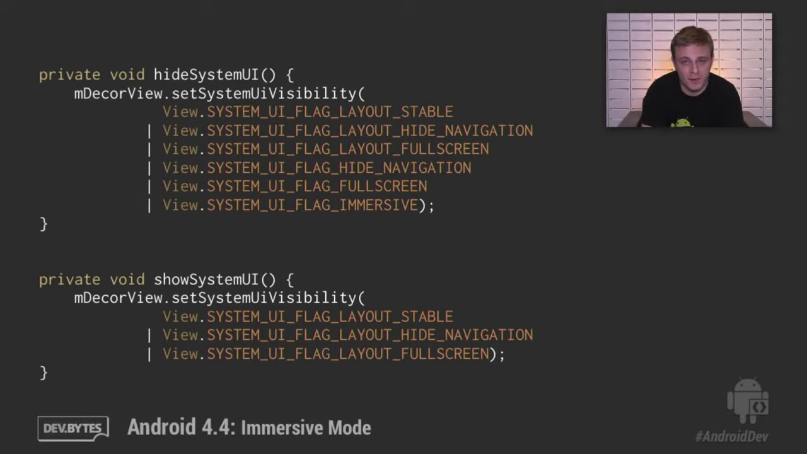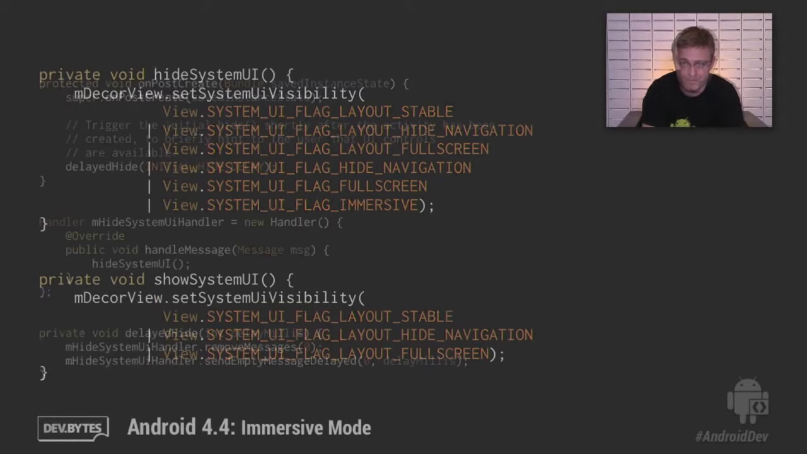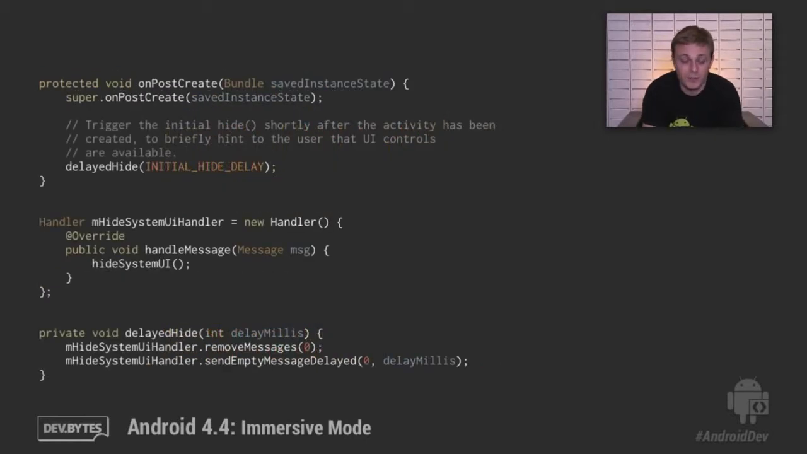To show the system bars, just set the layout flags, making sure that the content doesn't jump, and omit the visibility flags like full screen and hide navigation. And what that'll do is actually show the bars. And generally, you'll want to auto-hide the system bars after a period of inactivity.